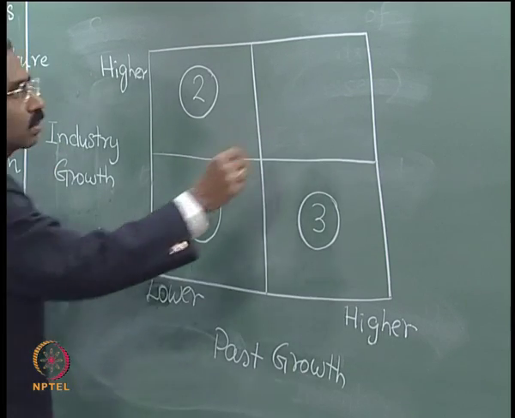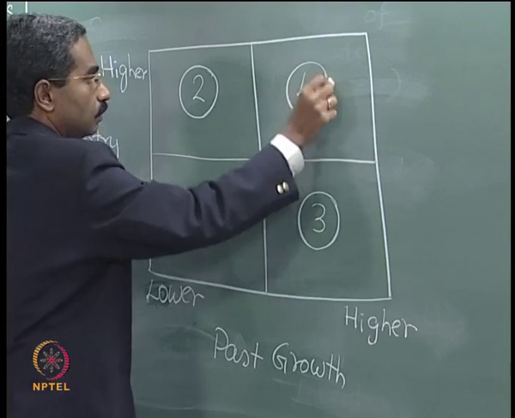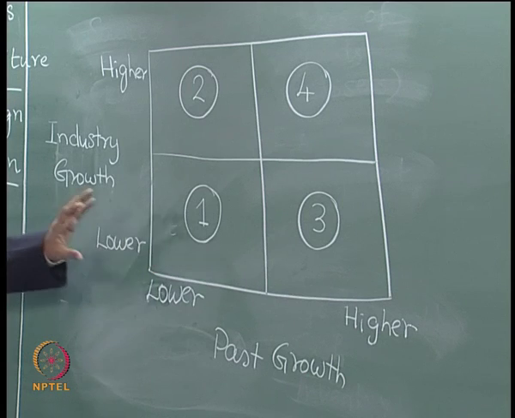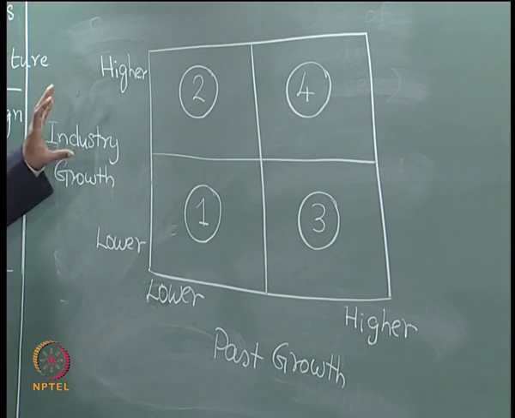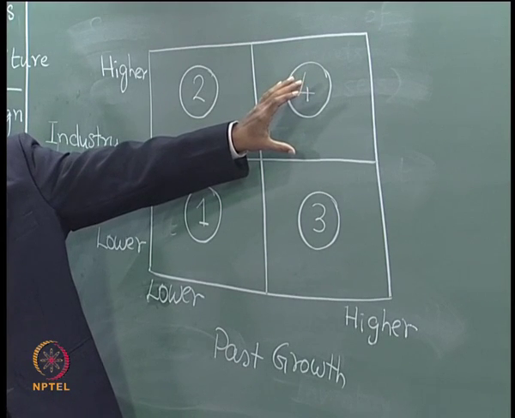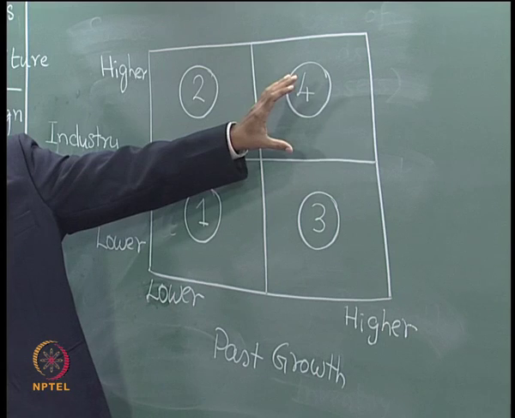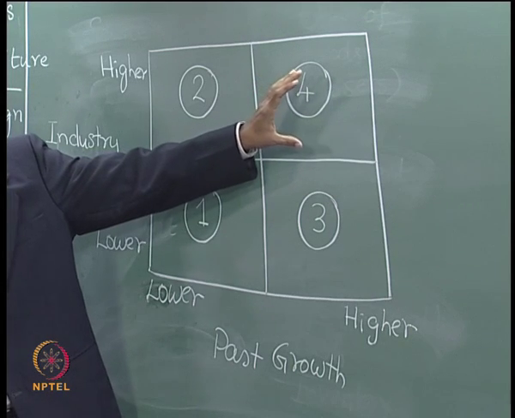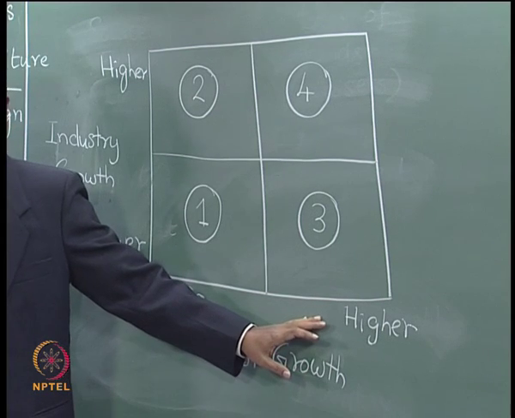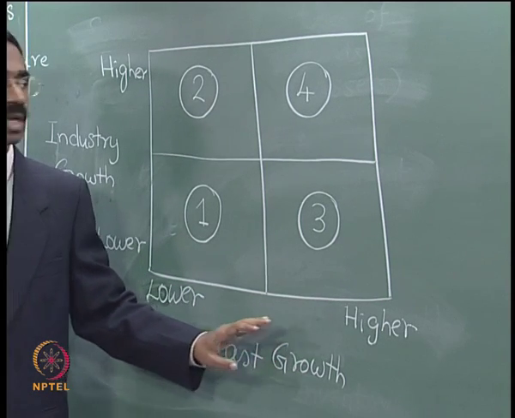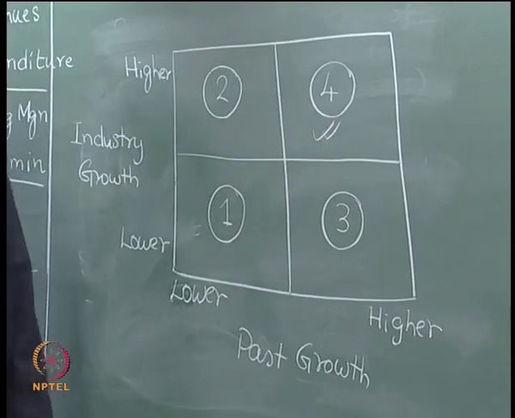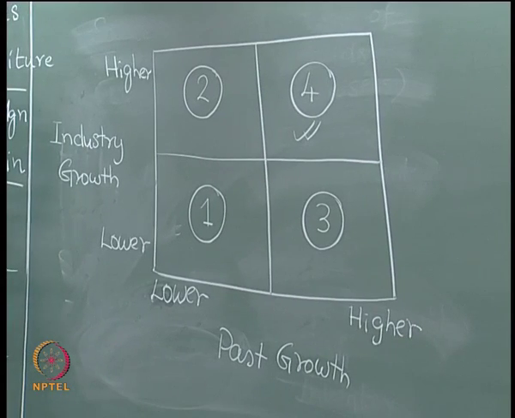And then we have the fourth quadrant, where the company's current growth rate is higher and it is also growing at a rate that is higher than the industry growth rate. So this is the most ideal situation. The company is beating all the industry peers in terms of growth rate, and at the same time it is also posting superior performance as compared to its own past growth rates, and this would be the most desirable situation to be in for any company.